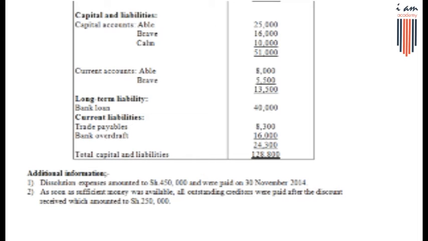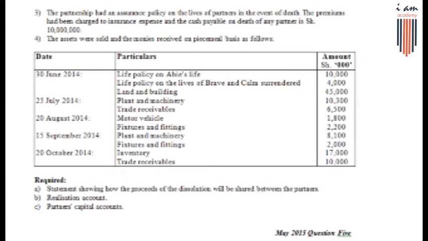Additional information 1: Dissolution expense amounted to 450,000 and was paid on 30 November 2014. 2: As soon as sufficient money was available, all outstanding creditors were paid after the discount received, which amounted to 250,000. 3: The partnership had an insurance policy on the lives of partners in the event of death. The premiums had been charged to insurance expense, and the cash payable on death of any partner is 10 million.